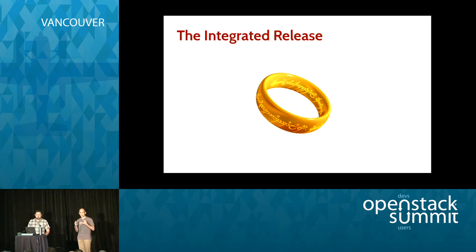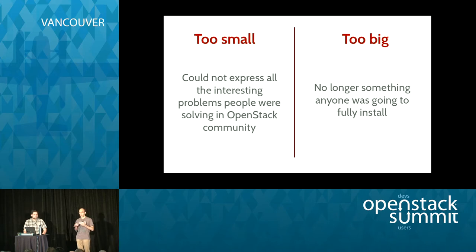As our community grew, we encountered this paradox that this integrated release was too small and too big at the same time. It was too small to express the rich diversity of the projects that were naturally appearing in our ecosystem and that were part of our community on one side, and on the other, it was already too big for anyone to consider installing all the pieces in any kind of OpenStack deployment.